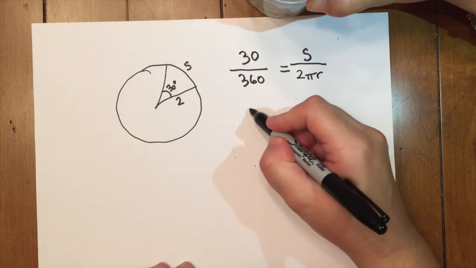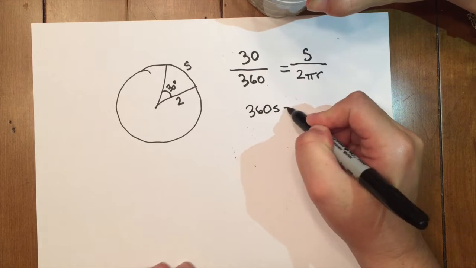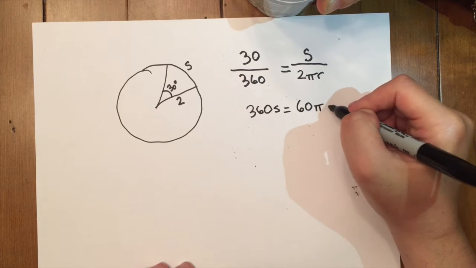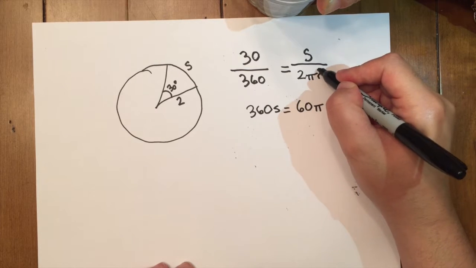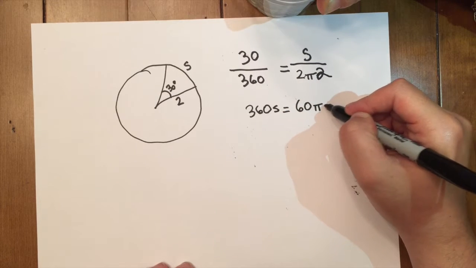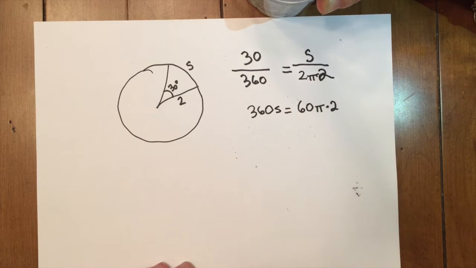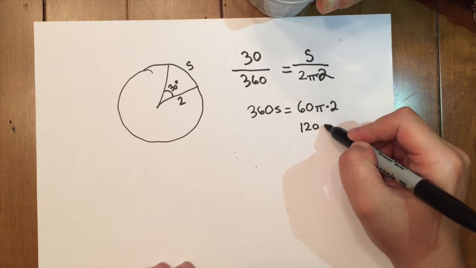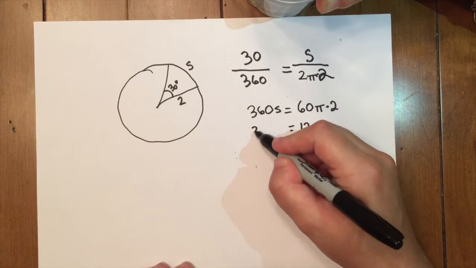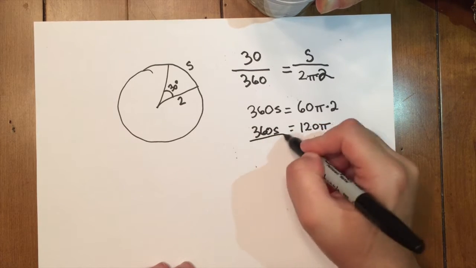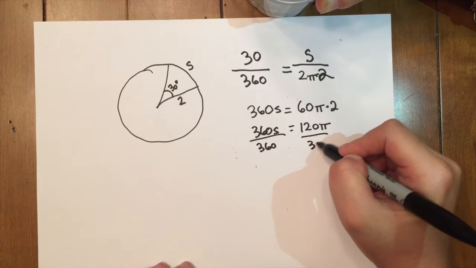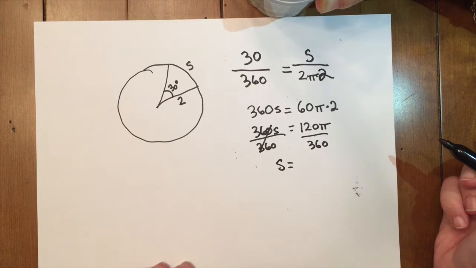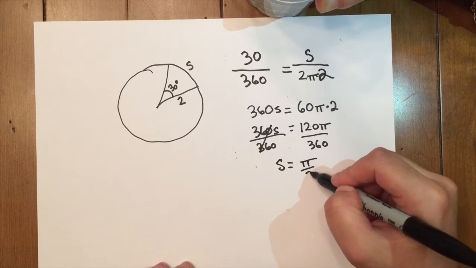We get 360s equals 30 times 2 is 60, 60 pi r. Oh, in this case, r equals 2, sorry. So times 2. So we get 120 pi equals 360s. Divide by 360, divide by 360. We get s equals pi over 3.